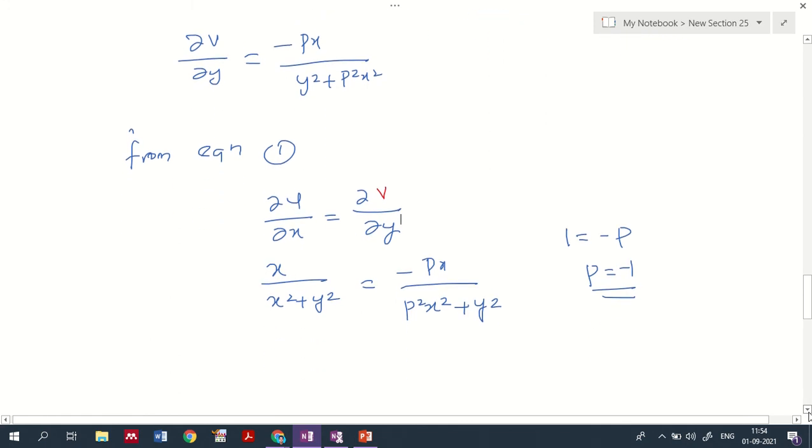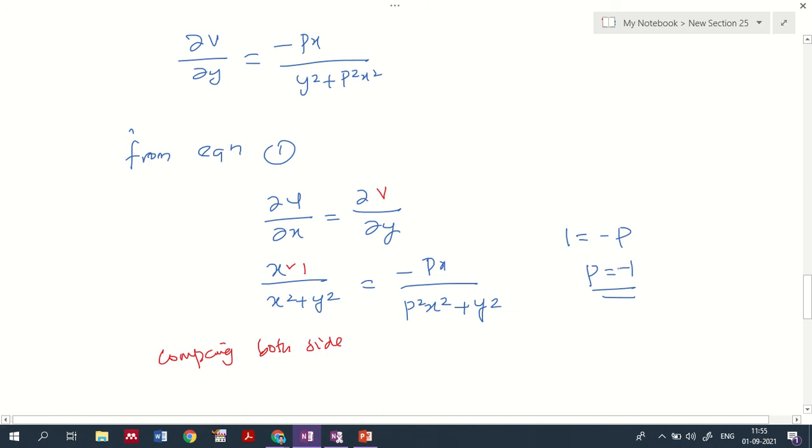Now if I compare like earlier cases, comparing both sides, you can see the numerator, the coefficient of x is 1. Comparing the coefficient corresponding to x, on the right hand side the coefficient is -p, that is 1 equal to -p. So p equals -1.